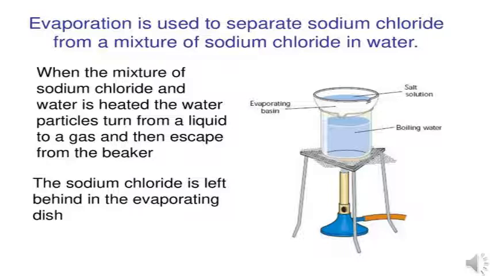So what do we observe? The water evaporates and salt is left in the china dish. So we conclude that salt can be separated from a mixture of salt and water by evaporation. Basically, when the mixture of sodium chloride and water is heated, the water particles change from a liquid to a gas and then escape from the beaker, and the leftover, the residue which is left behind after the evaporation, is salt or sodium chloride.